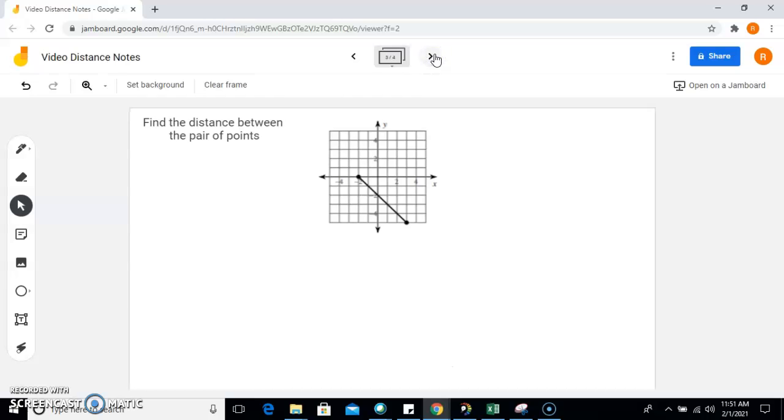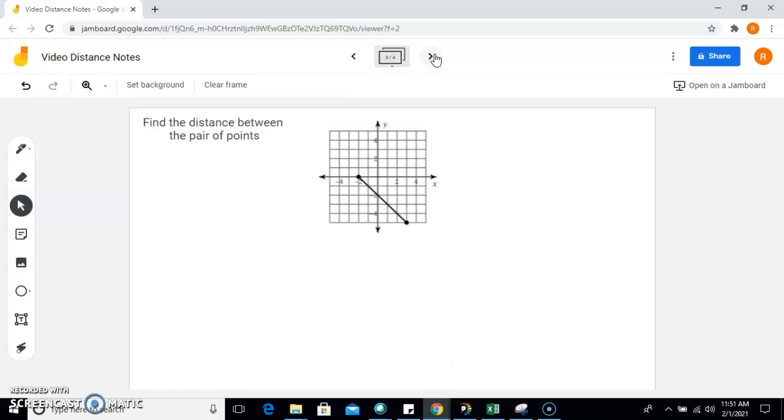This time they're giving me a graph, and it's asking me to find the distance between the pair of points. Because it is not going horizontally across or vertically up and down, I cannot just count one unit and say this is 1, 2, 3, 4. We are on a diagonal, so that's not going to be exactly 1 unit. So what we have to do is find the ordered pair. Remember, it goes x, comma, y.